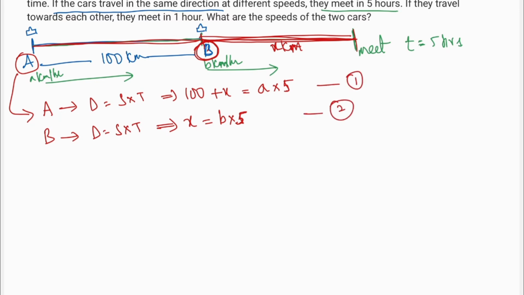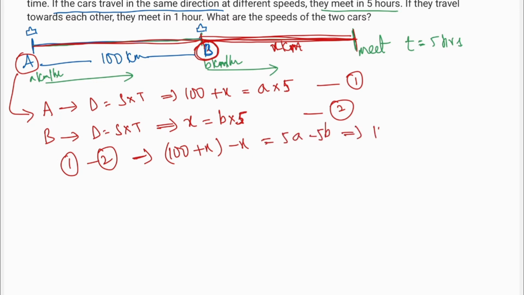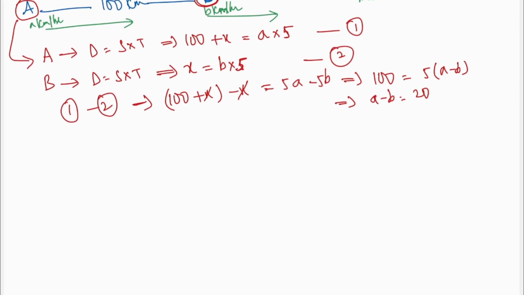Subtract these two equations, first equation minus second equation. You will get 100 + x - x = 5a - 5b. Here 100 + x and - x get cancelled, so 100 = 5(a - b). Here a - b = 100/5, which is 20. Now take this as the third equation.